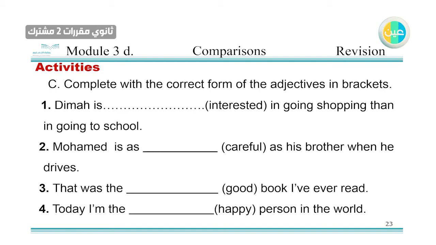Okay, starting now. Number 1, more interested. Dima is more interested in going shopping than in going to school. Number 2, Muhammad is as careful as his brother. And number 3, that was the best book, superlative. And the last one, also a superlative, the happiest person in the world.